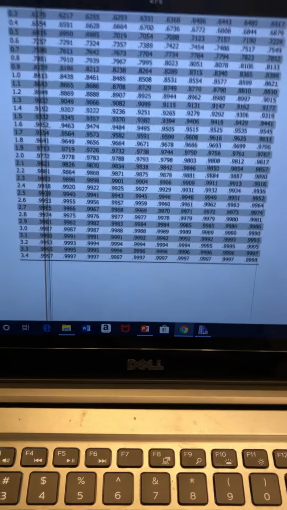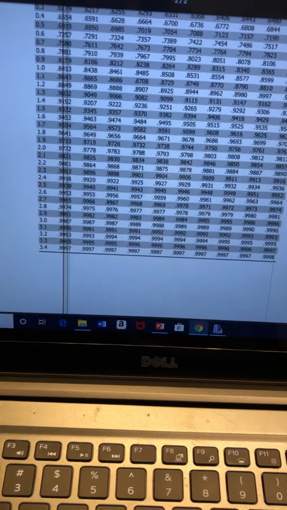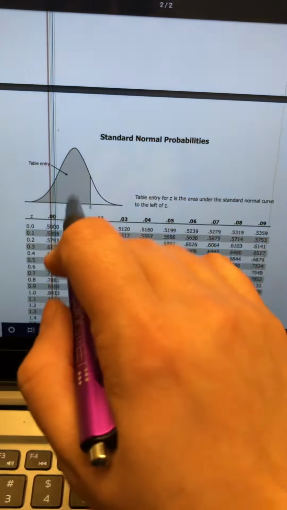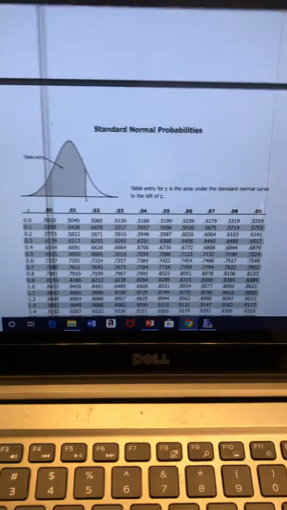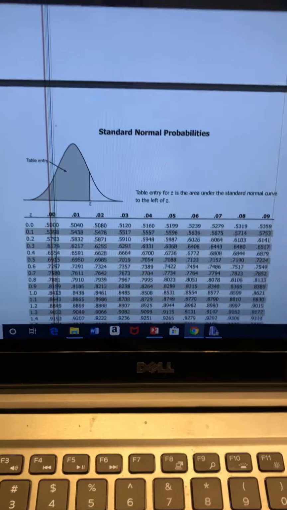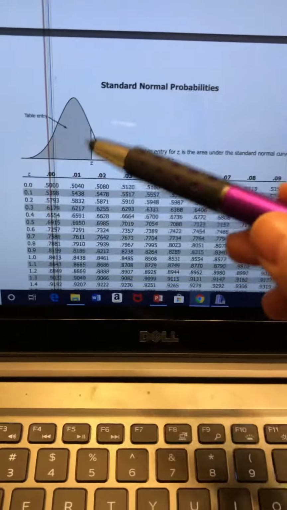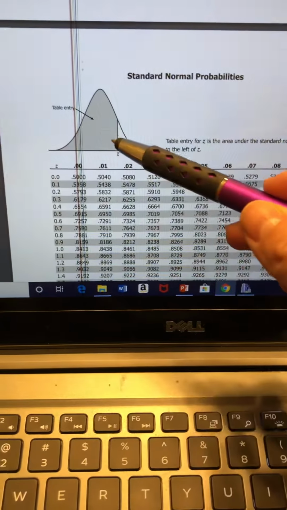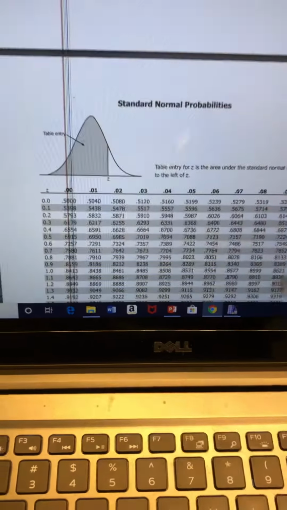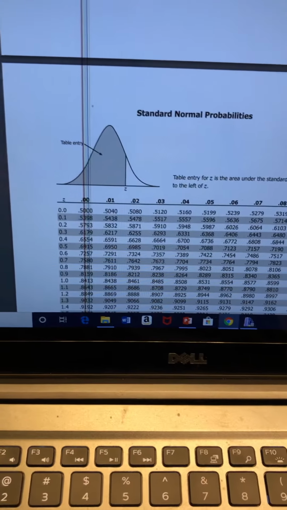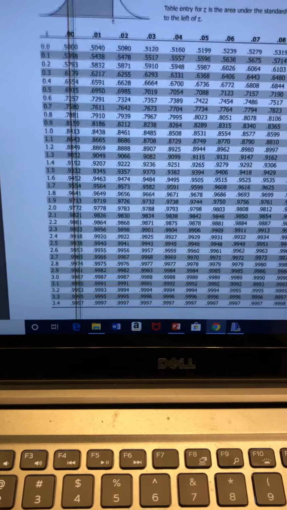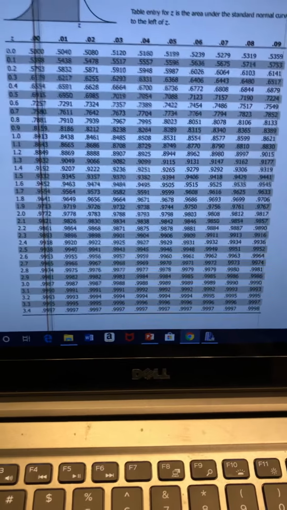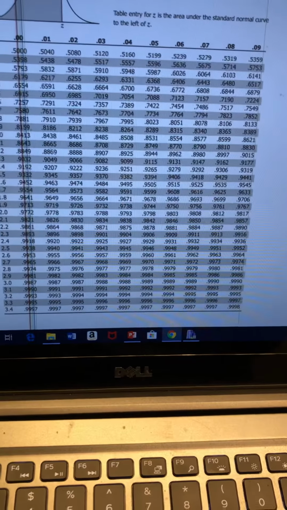It tells you at the top, it's for the left-hand side. The chart is only telling you the area to the left, or the probability of less than. That's all the chart gives you. So if you have a less than, or if it says find the area to the left, then you can just take the number off the chart.